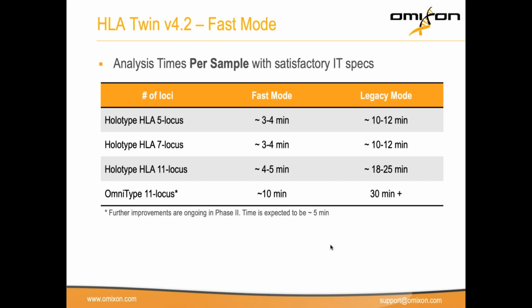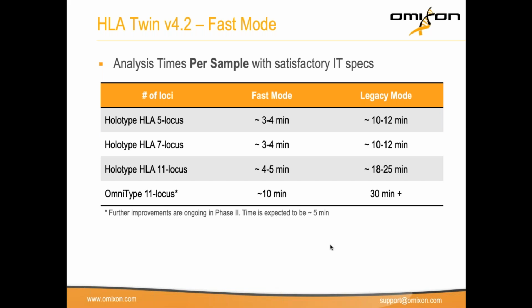The OmniType 11 locus samples, it takes approximately 10 minutes in the fast mode right now, when it used to take 30, 40, 50 minutes plus in the legacy mode. It actually used to be very, very long. And as we saw earlier, the analysis speed for the OmniType samples was one of the bad pieces of feedback that we received. So as you can see now, this has been reduced to approximately 10 minutes per OmniType 11 locus sample, which is a very, very big improvement to what it was before.